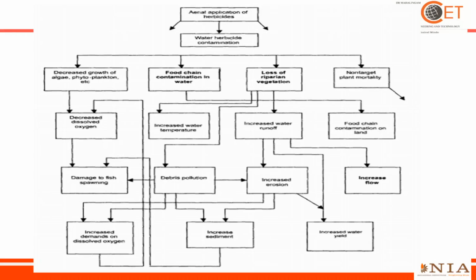So there's a line missing over there. What happens due to water herbicide contamination? There are 4 impacts. One is decreased growth of algae, phytoplankton, etc. Second is food chain contamination in water. Third is loss of vegetation, riparian vegetation, so take it as loss of vegetation. And the last one is non-target plant mortality. Right. So we'll go to each one of them and see what the secondary and tertiary impacts are. The primary impact is what happens actually.